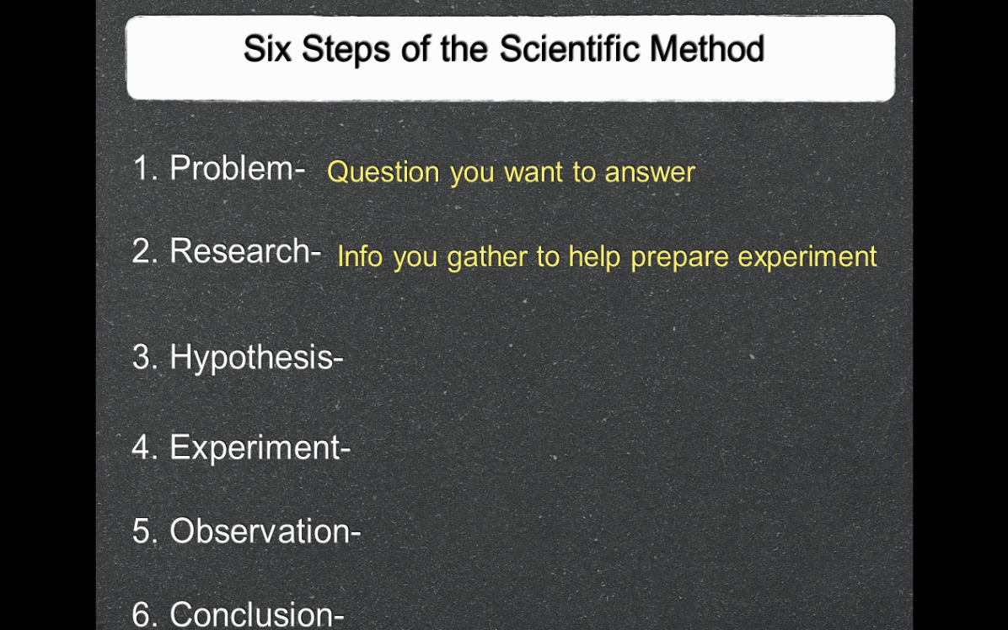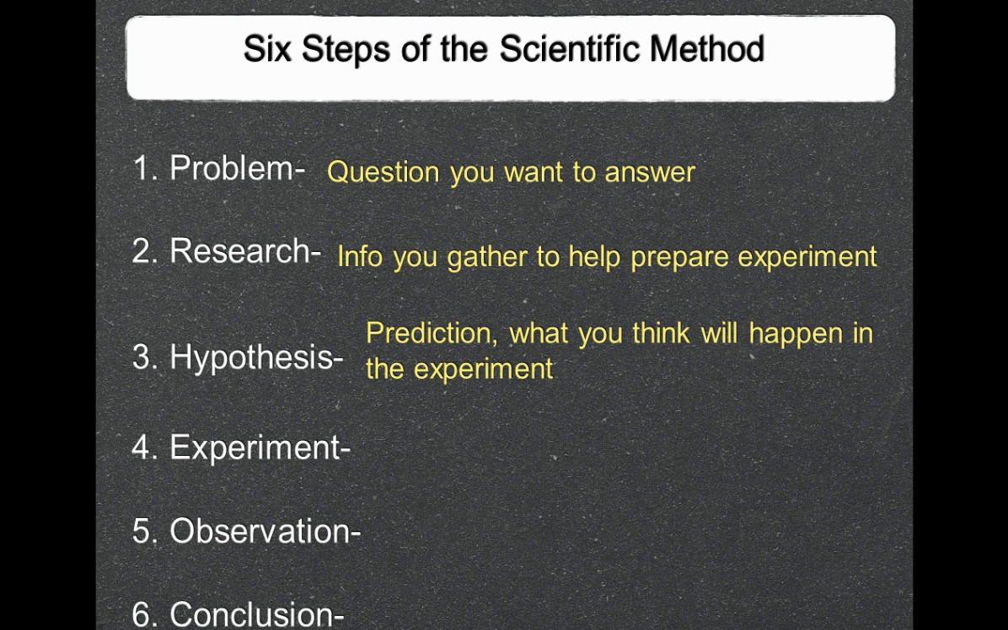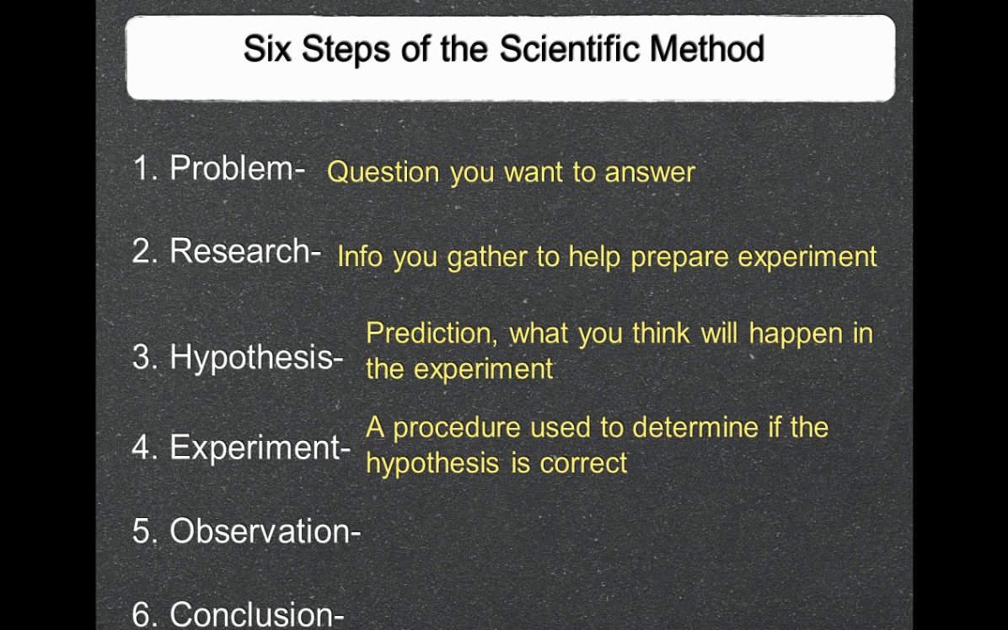A prediction. Prediction about what? Prediction about who's going to win the Yankee game tonight? No. A prediction about what's going to happen in the experiment. Okay, so let me set up an experiment. The purpose of an experiment is to test something. It is to test what? Not quite the problem, it's going to help you answer the problem. To test the hypothesis, that's right. The experiment is the procedure that we use to test our hypothesis.